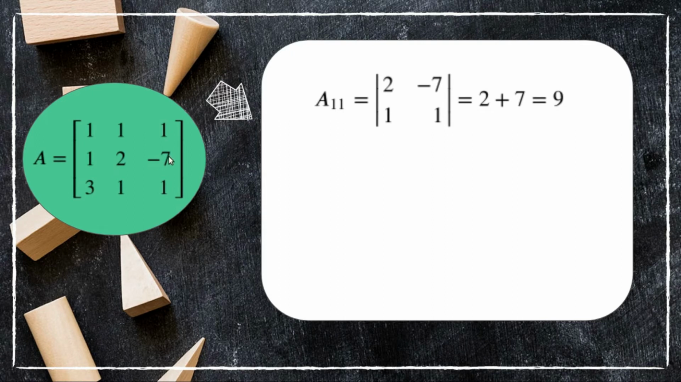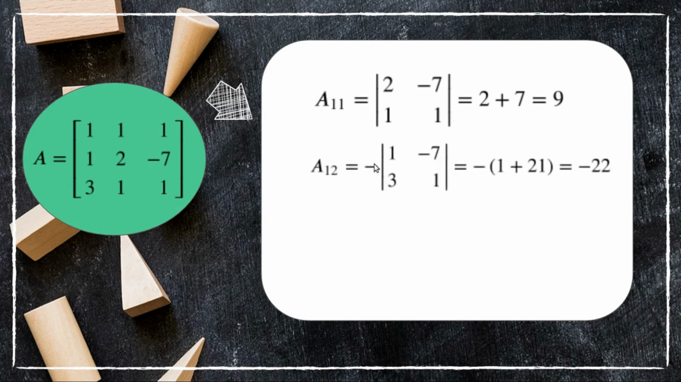So determinant 2, -7, 1, 1. So A11 equals M11, which is equal to determinant 2, -7, 1, 1. 2 into 1 is 2, minus 1 into -7 is -7. So we get plus; minus into minus is plus. 2 plus 7 is 9.